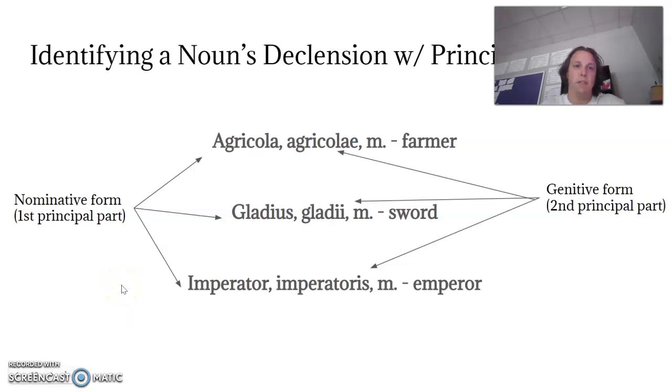The first thing we've got to do is figure out what declension a noun belongs to, what family it belongs to. For those of you who were in my Latin 1 class last year, as I said before, we're switching to a new textbook that teaches things in a little different order. And we're just going to have to fill in the gaps as we go.